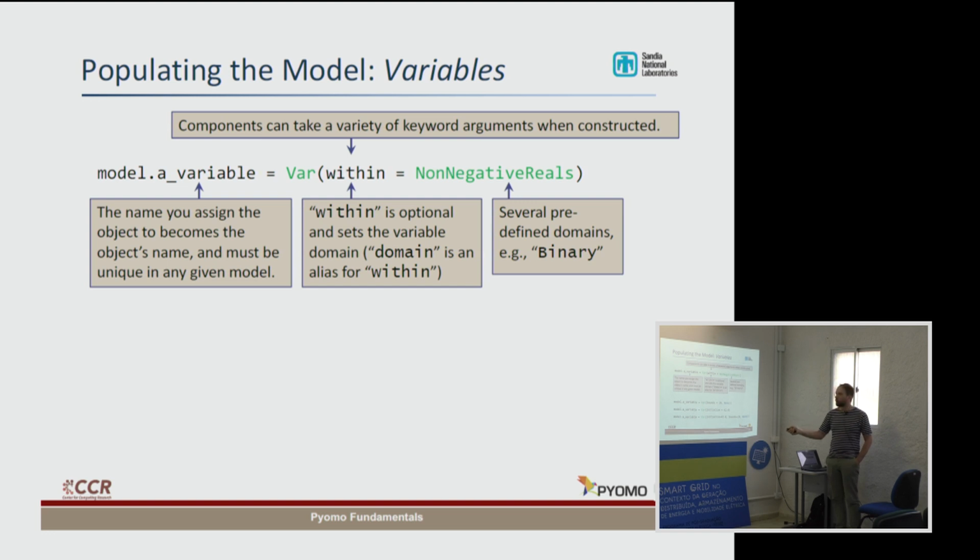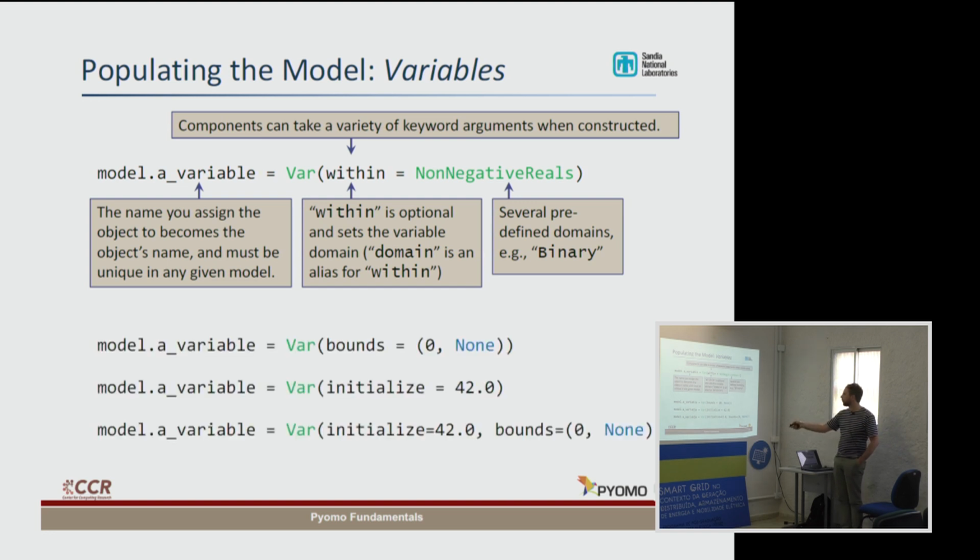There are also other possible arguments. We can put arguments like bounds. We can initialize variables, or both. Okay, initialize and define some bounds. Non-negative reals is exactly the same as defining bounds like that. Okay, 0 to none, it's like 0 and infinity. So it means there is no upper bound.